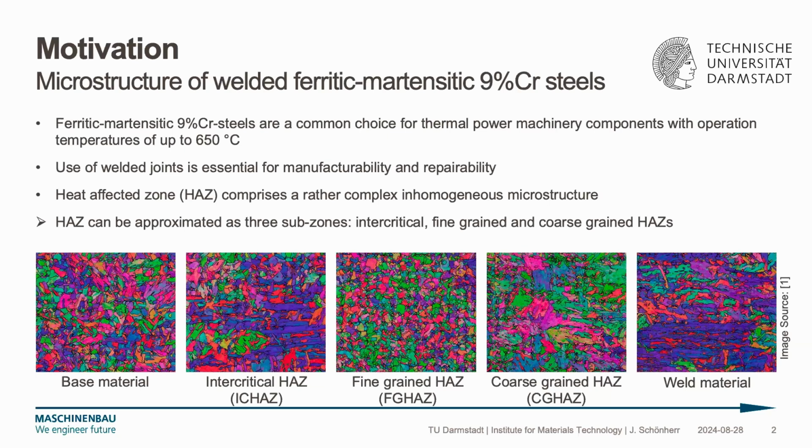On the bottom line, you can see EBSD mappings of a comparable welded joint. On the left-hand side, you can see the base material. On the right-hand side, you can see the weld material. And the heat affected zone is in itself very inhomogeneous as well. So we have a coarse-grained heat-affected zone caused by the high temperature and slow cooling next to the weld material. In the middle, there's a fine-grained heat-affected zone that is formed because the precipitates do not dissolve at these temperatures. So a relatively fine-grained zone is formed.